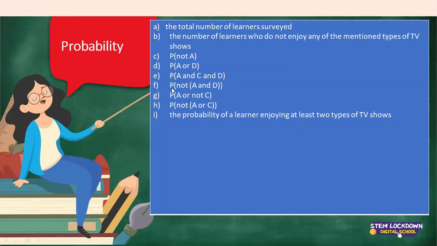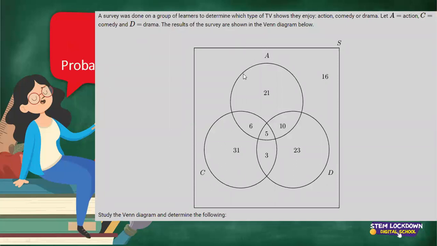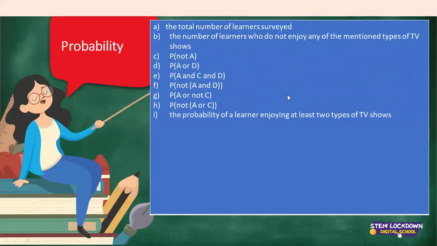And F, find the probability of not A and D. So how do you get the probability of not A and D? To find it, we first find the probability of A and D. The probability of not A and D is the same as 1 minus the probability of A and D. So let's get the probability of A and D first.